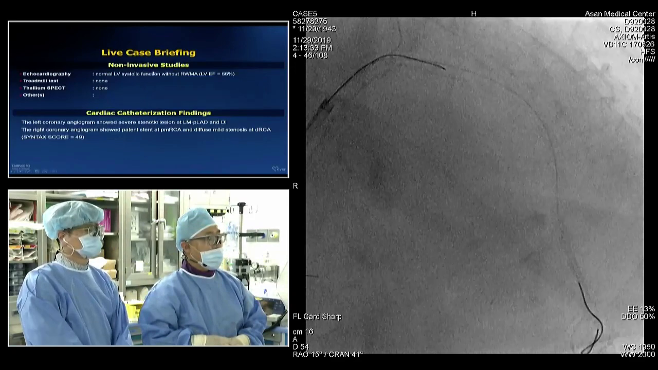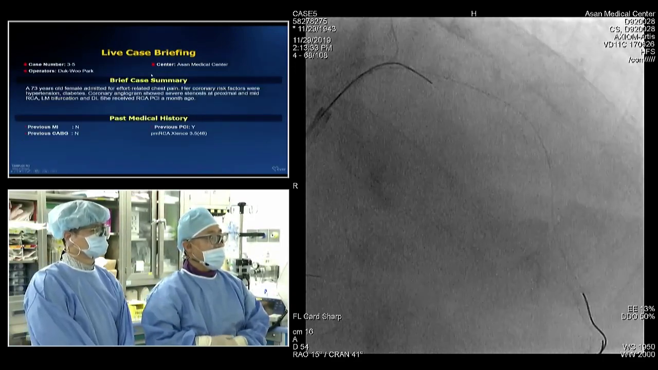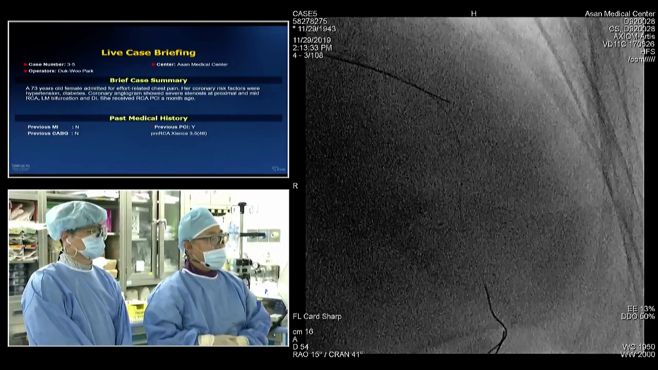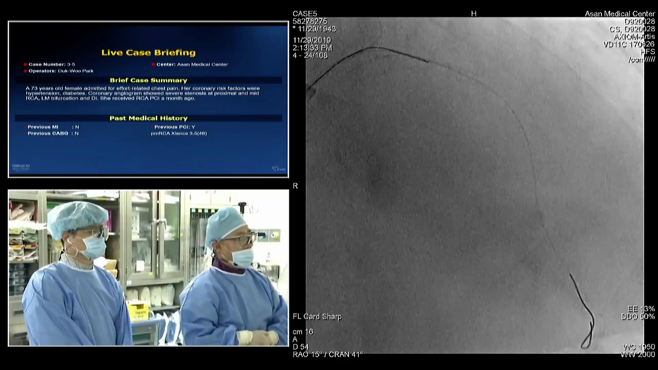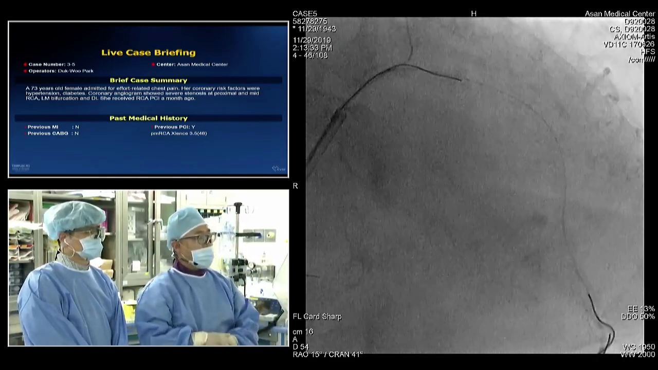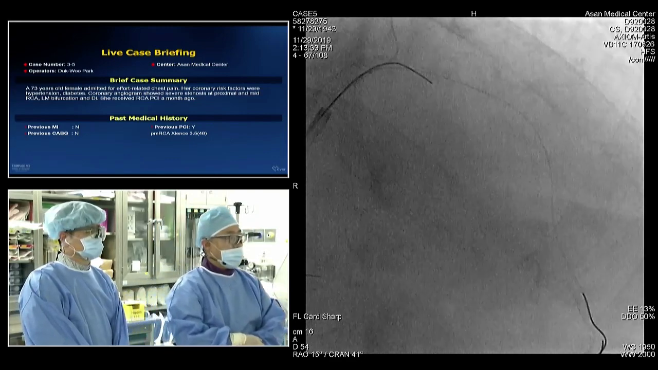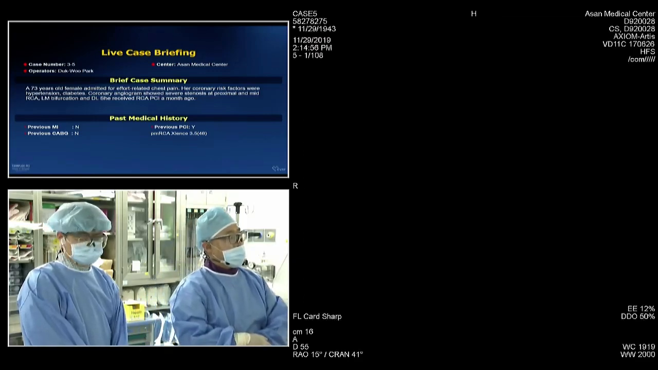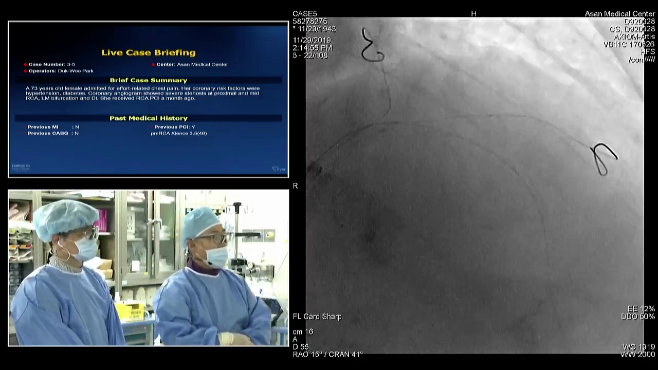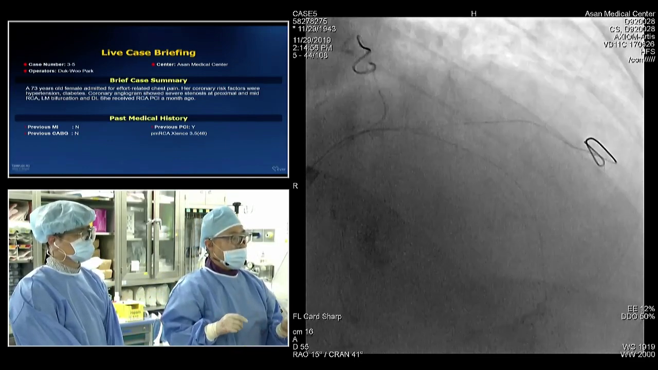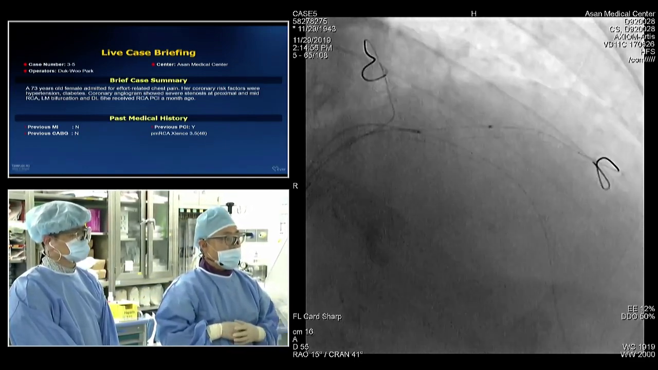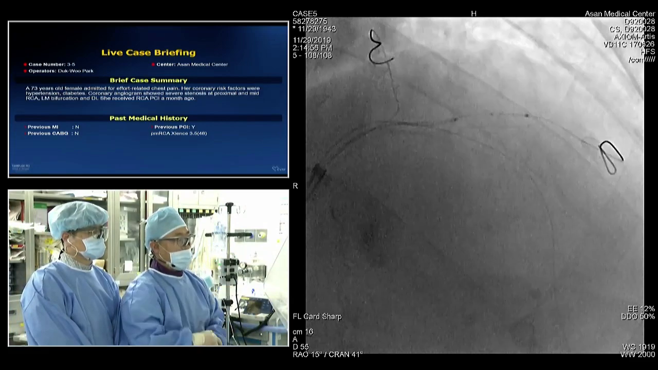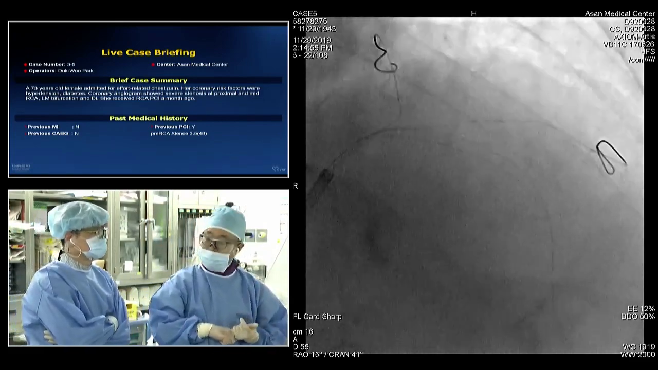This is one of the fish casting techniques to pass the wire to the diagonal branch. Luckily, we used the Xion blue wire, and it easily passed the region to the diagonal branch. At this moment, we try to do IVUS evaluation. The diagonal branch is very tight. IVUS does not pass. This is the motion of trying to evaluate with IVUS. At this moment we can evaluate, and the lumen looks like 3.2.